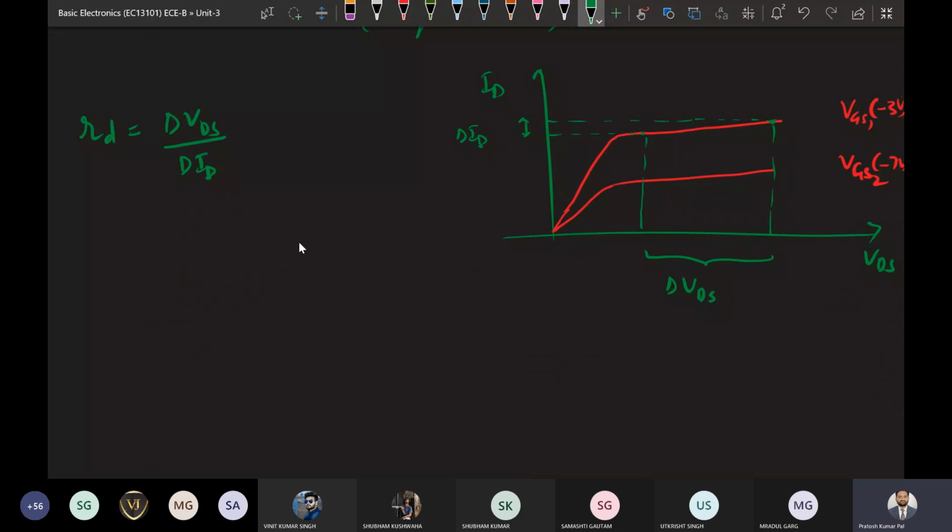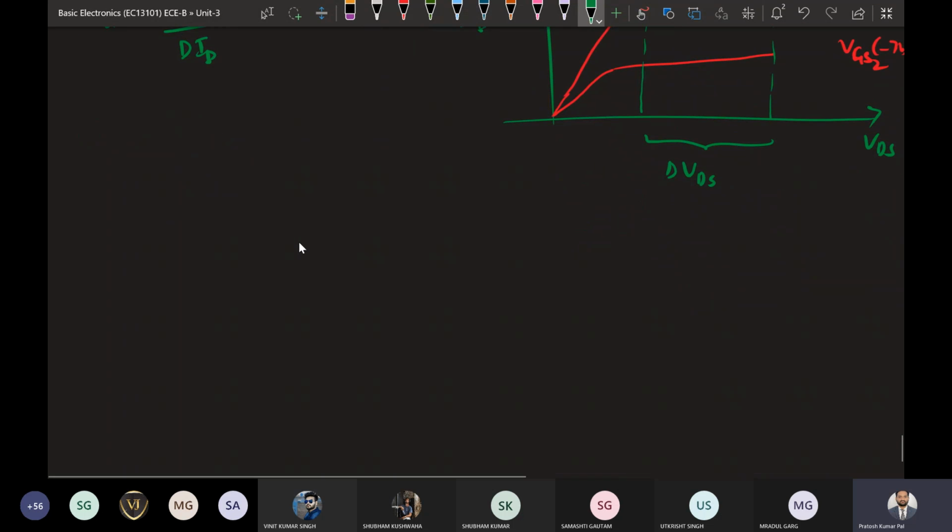So if the graph is given or the value is given at constant VGS, we will be plotting this change in ID and then change in VDS. So from there we can get the value of drain resistance. The next parameter is transconductance.